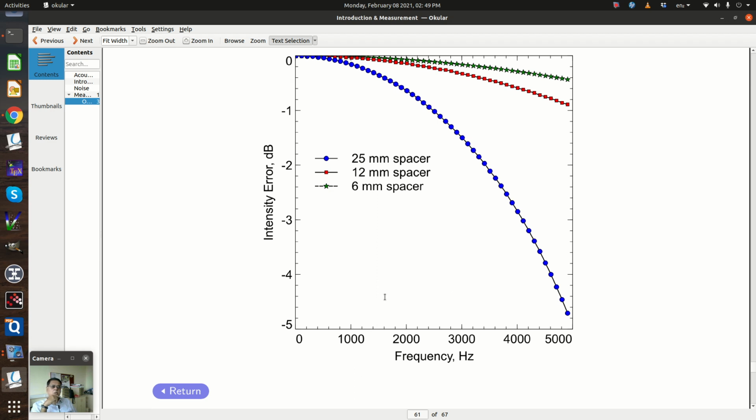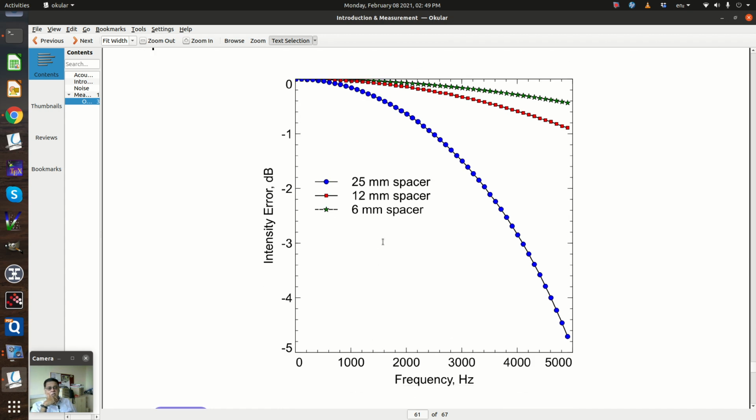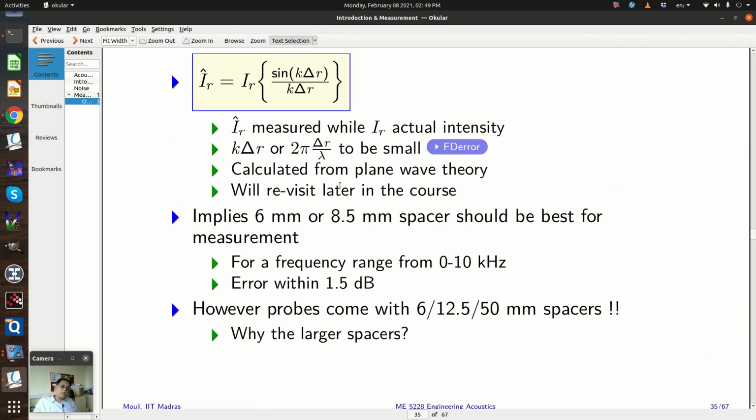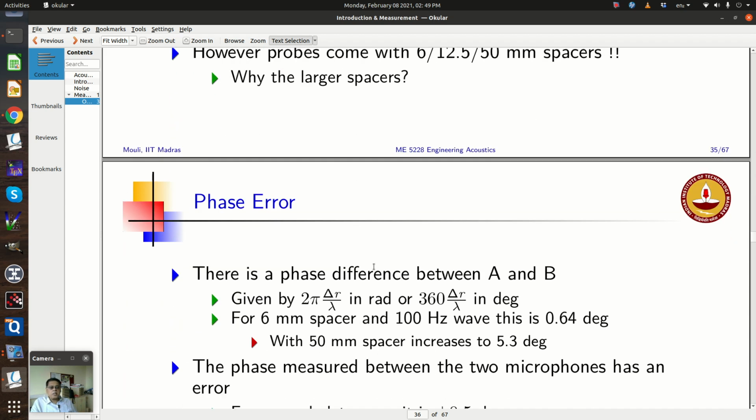So why not use only a 6 mm spacer? Why do we even want something manufactured that is a 25 mm or 12 mm spacer when a 6 mm spacer will do? The probes come with 6, 12 and 50 mm spacers. So the question is, if a 6 mm spacer gives me the lowest error, why not use that? The reason has to do with a phase error.